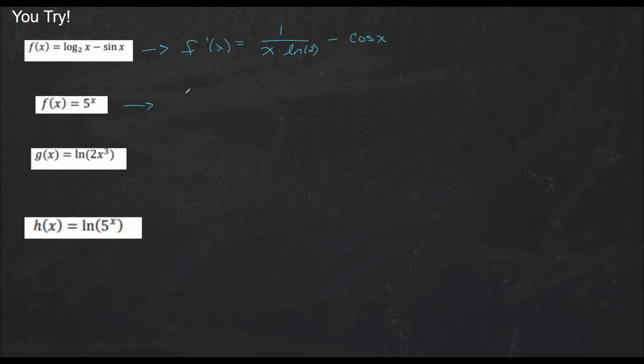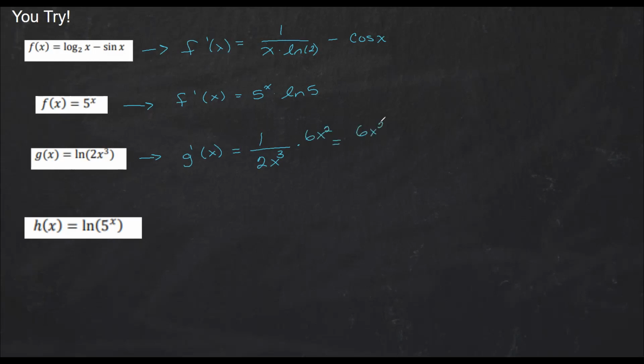If we have just 5 to the x, f prime of x is going to be 5 to the x times the natural log of 5. For this next one, we have g prime of x equal to 1 over whatever's on the inside, which is 2x cubed, and then we multiply by the derivative of the inside, which would be 6x squared.